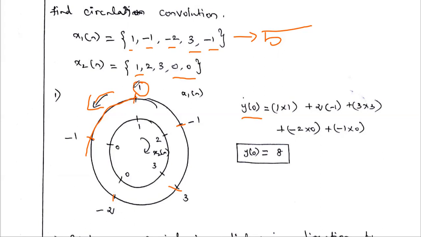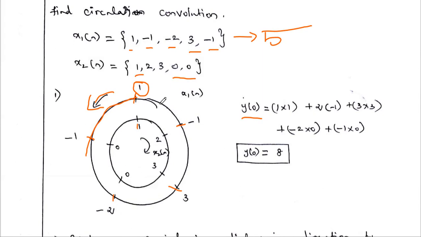So here I am starting this position. In the same position, you just start writing the first data. What is the first data? 1. Then what is the second data? 2. Then 3, 0, 0. Okay, mark and place the value in a clockwise direction.